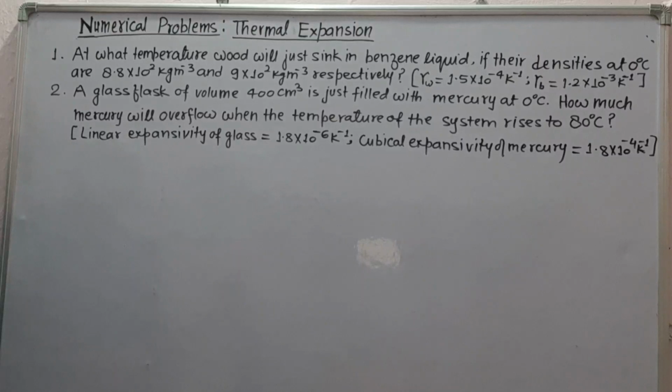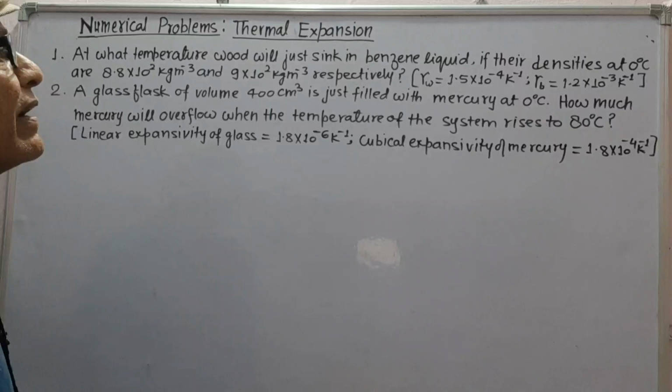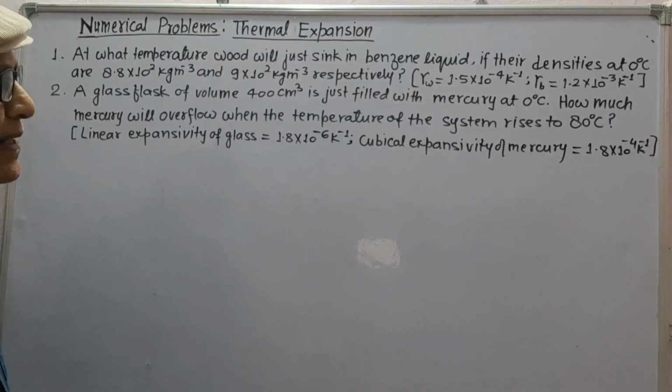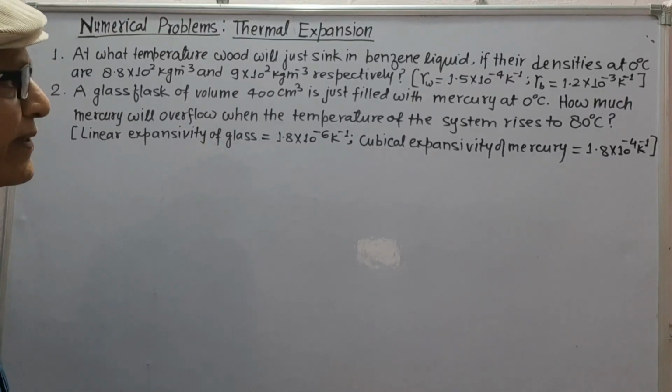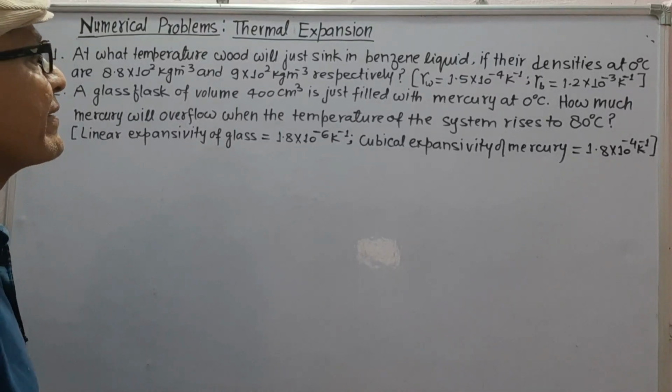First question is, at what temperature will wood just sink in benzene liquid if their densities at 0 degree Celsius are 8.8 into 10 to power 2 kg per meter cube and 9 into 10 to power 2 kg per meter cube respectively. Cubical expansivity of wood is gamma W is equal to 1.5 into 10 to minus 4 per Kelvin, and cubical expansivity of benzene is gamma B is equal to 1.2 into 10 to minus 3 per Kelvin.